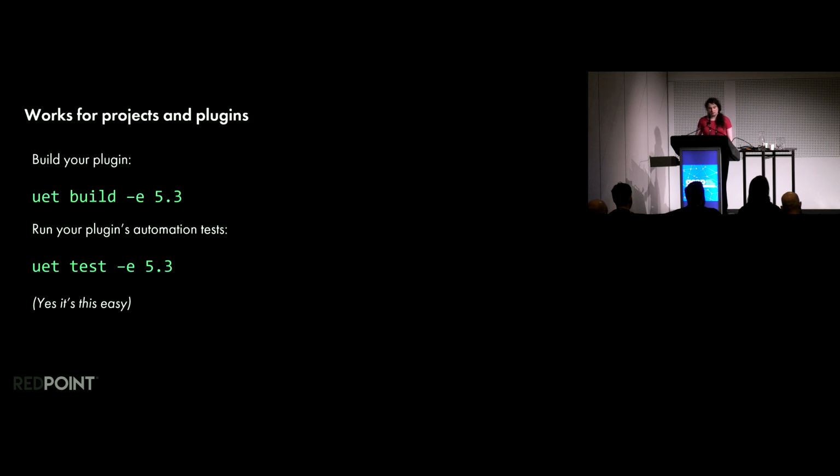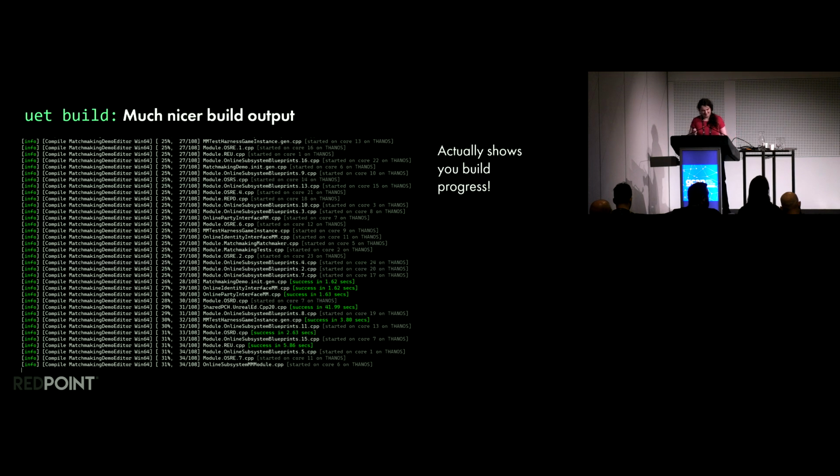If you're doing plugin development and you want to build your plugin, it's pretty much the same. You just need to set the engine version since projects have an engine version associated with them and plugins don't. And again, running automation tests for plugins, it's the same UET test and then the engine version. Yes, it's that easy. UET build will also give you much nicer build output.